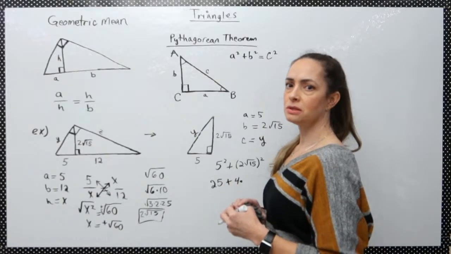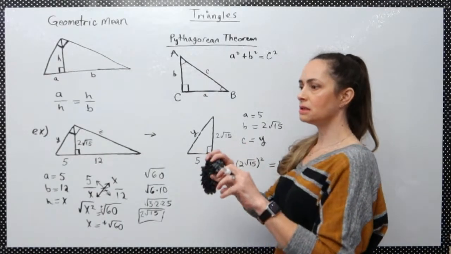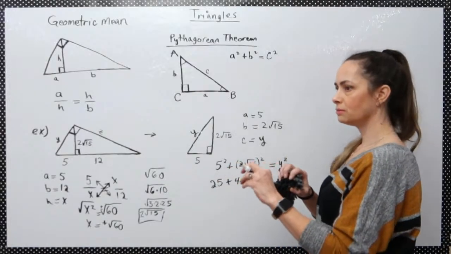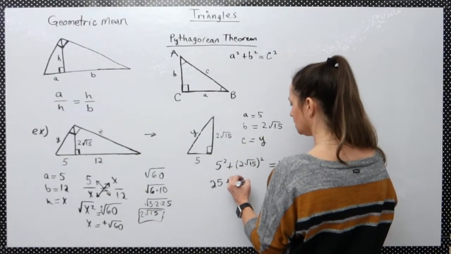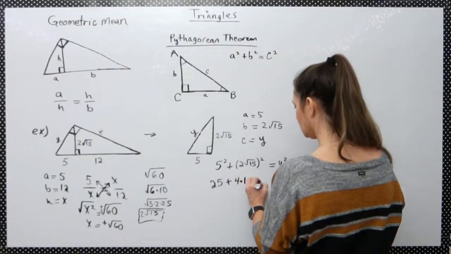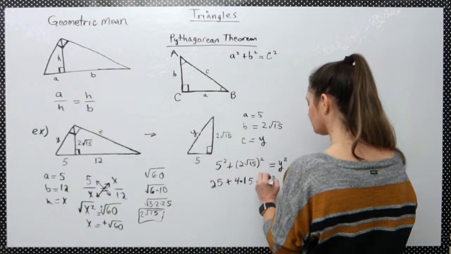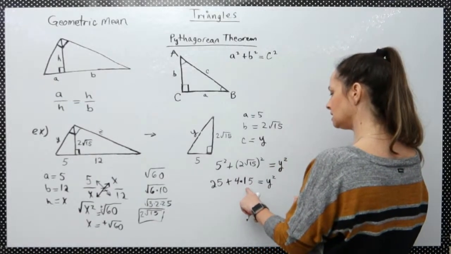15 squared. When you square something that's under a radical, remember those are inverse operations. One undoes the other. It returns you whatever is inside of it. And 15's there, so it would be 4 times 15, and that equals y squared. And then 4 times 15, is that 60?